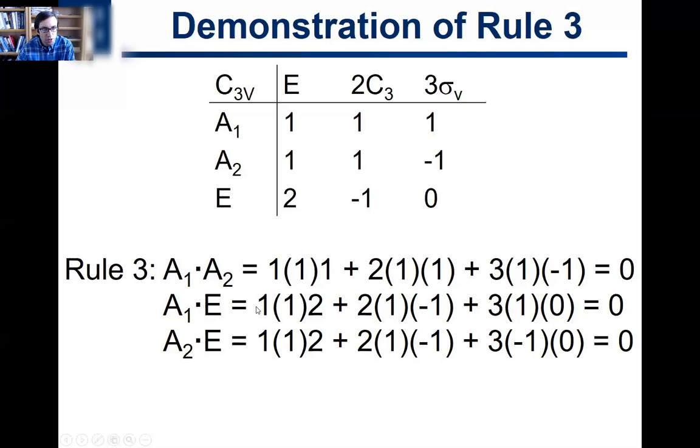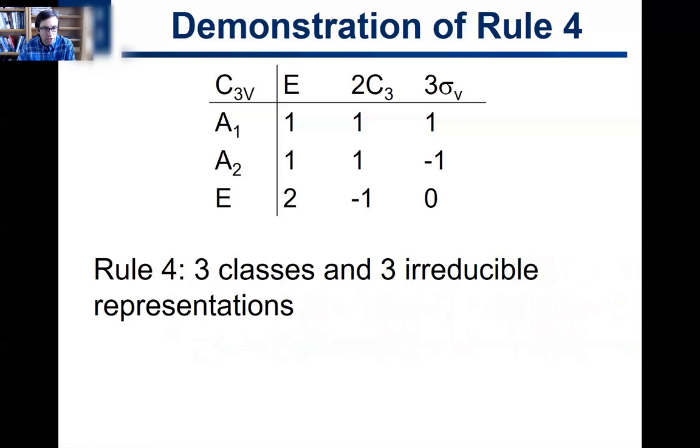Last combination is A2 dotted with E. And there's a commutative property here. So if you say A2 dot with E, that's the same thing as E dotted with A2, okay, because it's just multiplication and division. But so here again, we have 1, 2, and 3. Those came from the coefficients of the symmetry operations, 1, 2, and 3. And then we have the A2 vector, 1, 1, negative 1, 1, 1, negative 1. And we have the E vector, 2, negative 1, 0, 2, negative 1, 0. And that also equals 0. So for all those permutations, all the vectors are all orthogonal to one another.